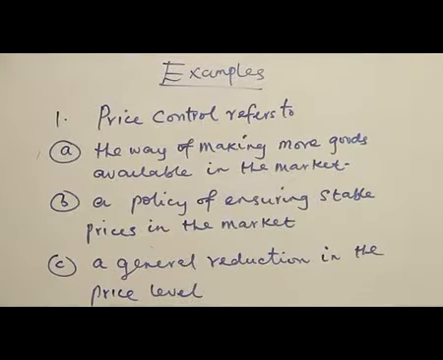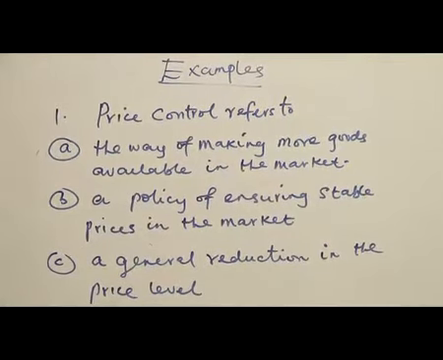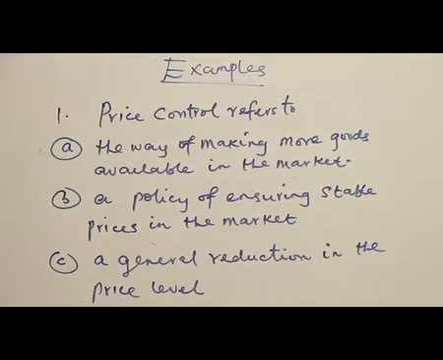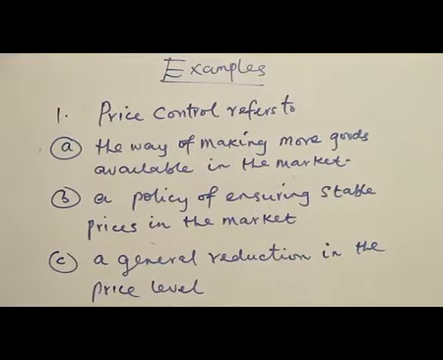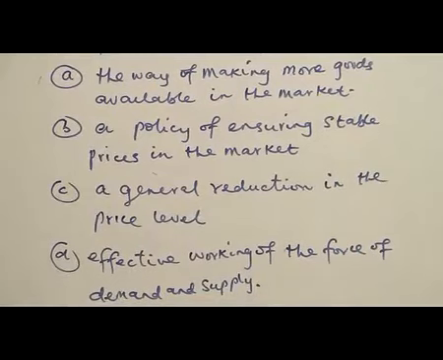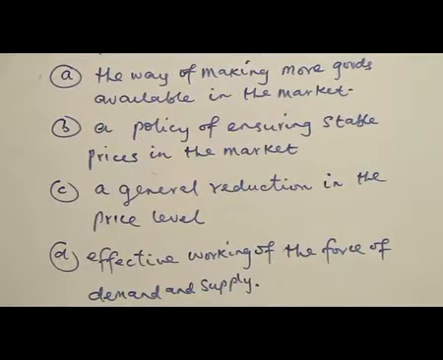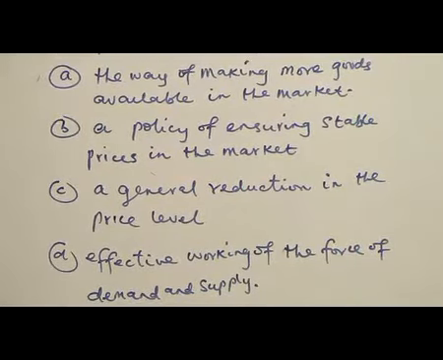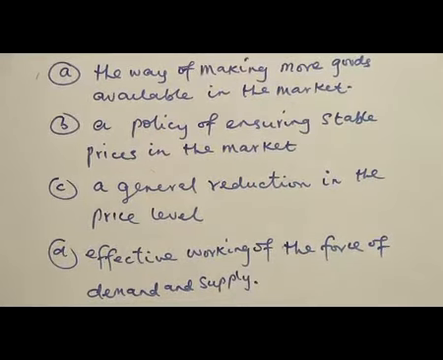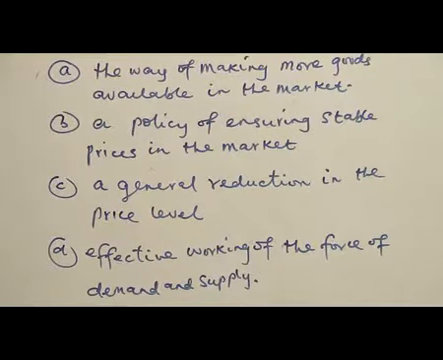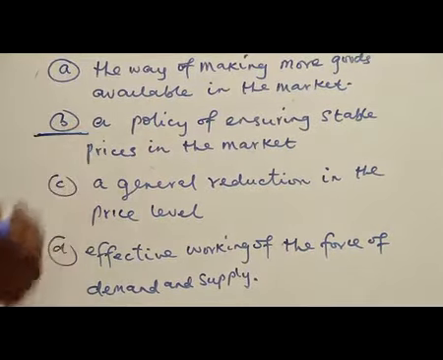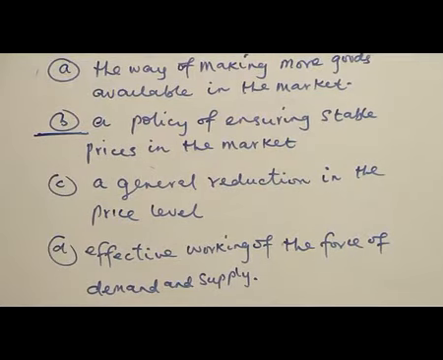Examples. Question 1. Price control refers to A, the way of making more goods available in the market. B, a policy of ensuring stable prices in the market. C, a general reduction in the price level. D, effective working of the force of demand and supply. The right answer is B, a policy of ensuring stable prices in the market.